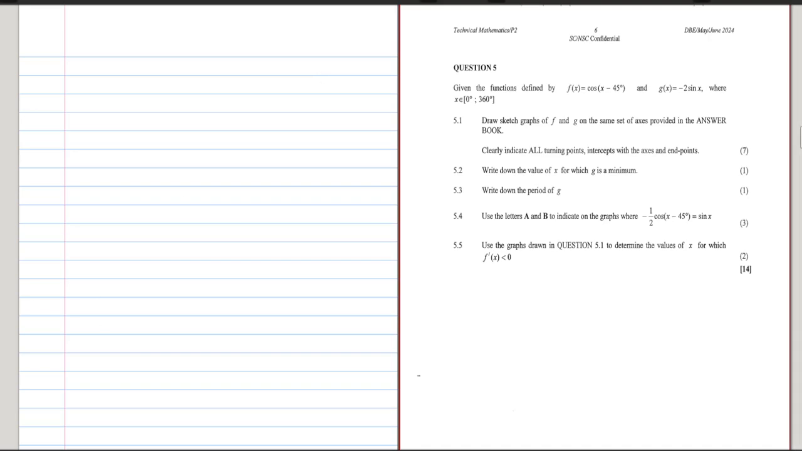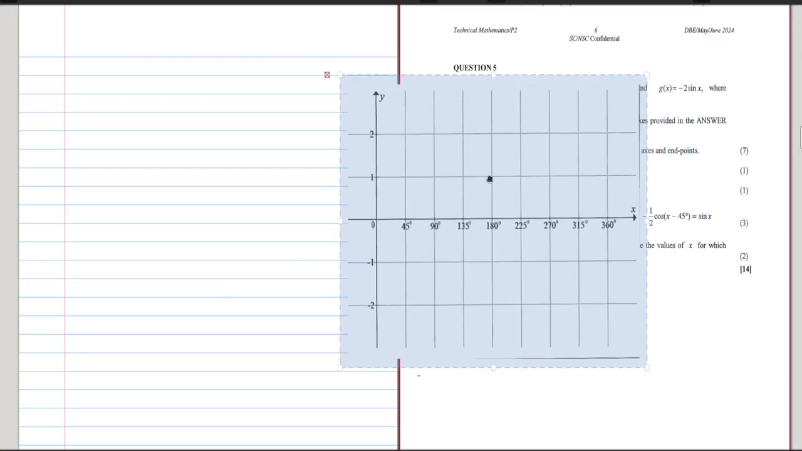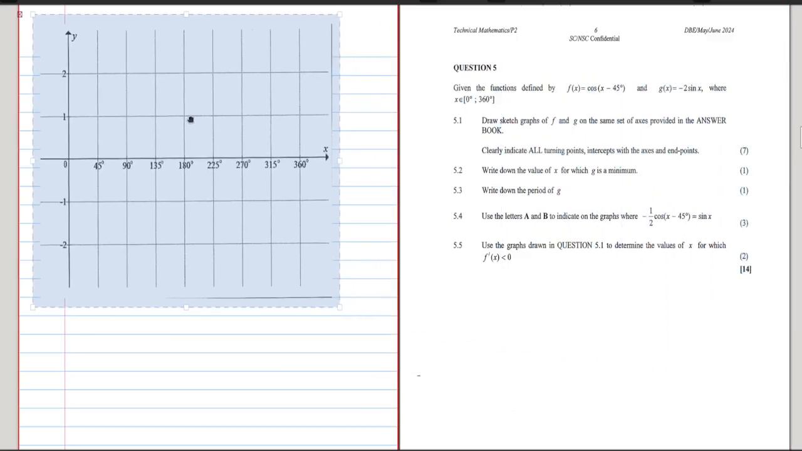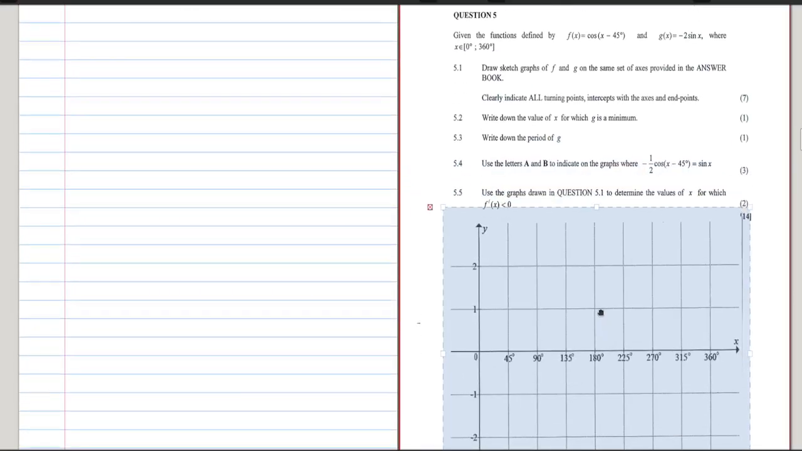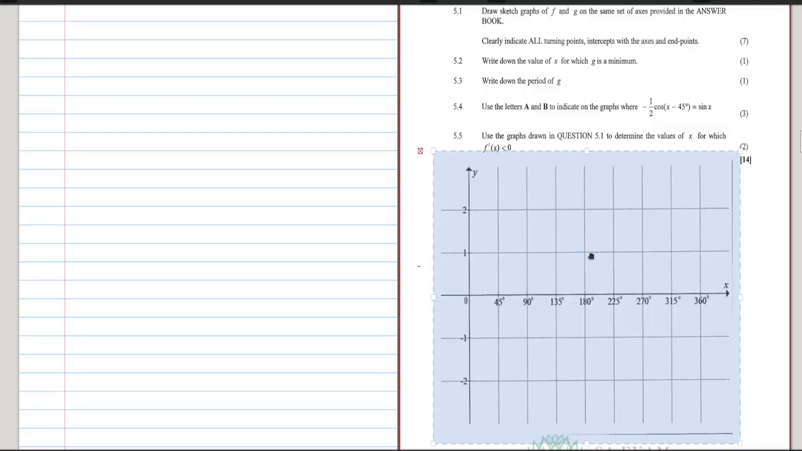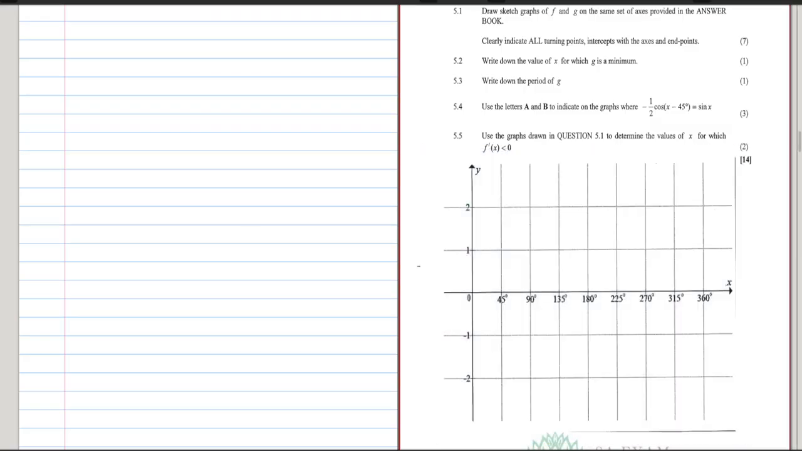I think what I should do is go grab the grid on the answer book so that we can answer the first question, 5.1. Here's the grid. Let's go back, and I think let's paste it here. Why not? Yeah, let's put it here.